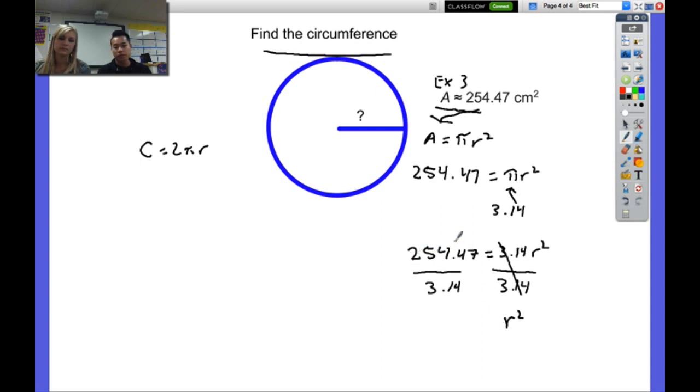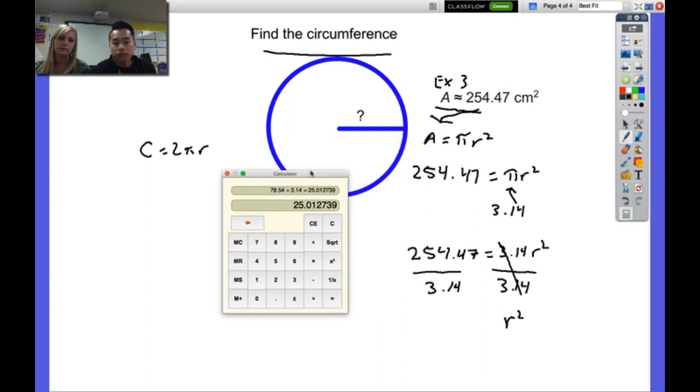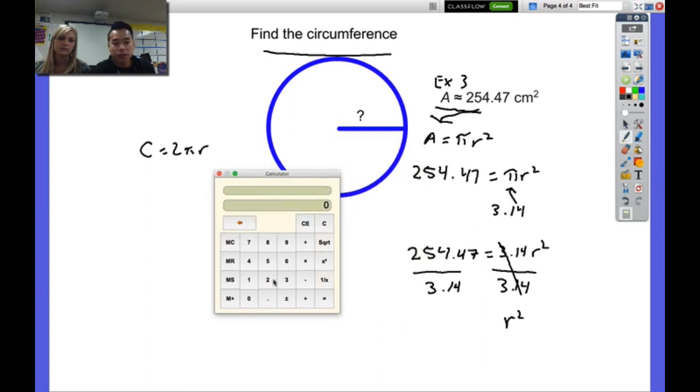And then we get 254 and 47 hundredths divided by 3.14, and that gives me approximately 81. And we're going to square root that to find what r is. So r is approximately 9.